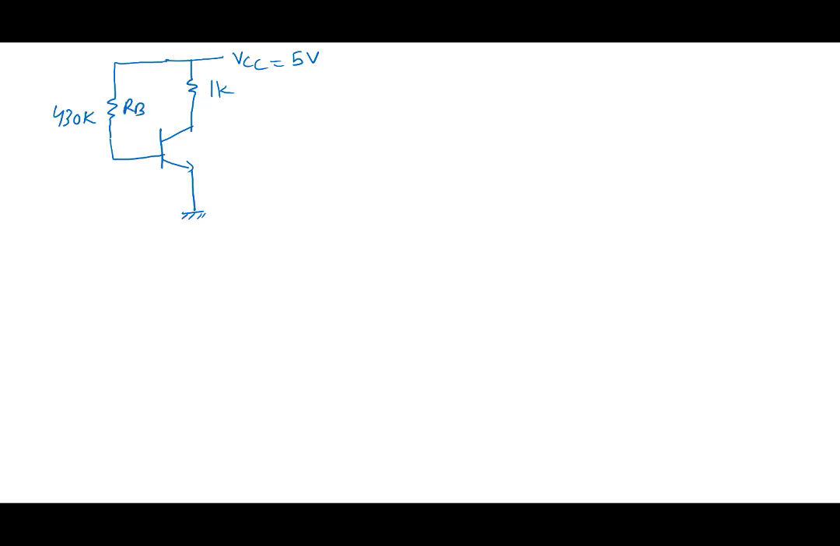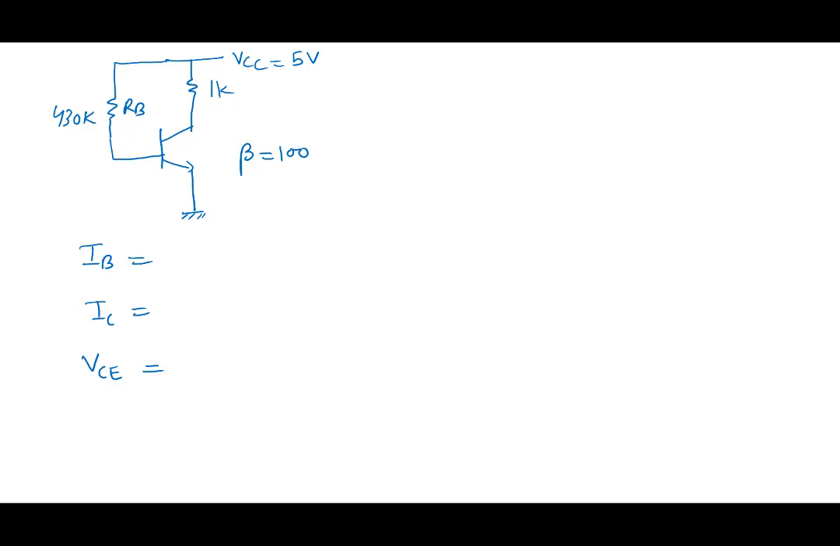And we want to analyze this particular circuit to find out what is IB, what is IC, and what is VCE. All these things we want to find out. And when somebody gives you a circuit like this, you should ask what is beta. So let's say beta is 100. All right. So how do we analyze this?